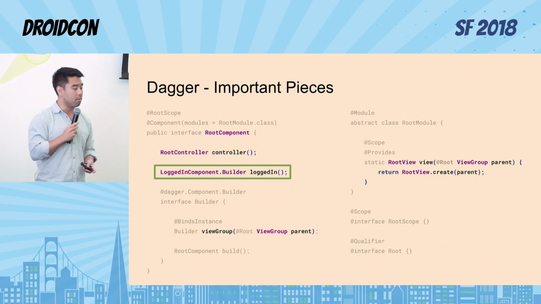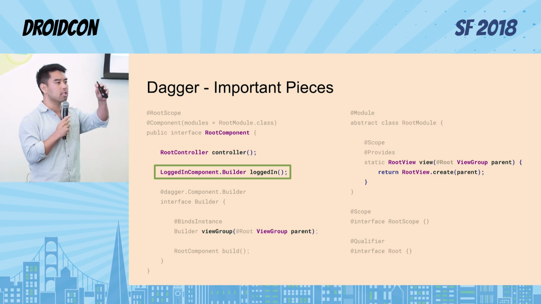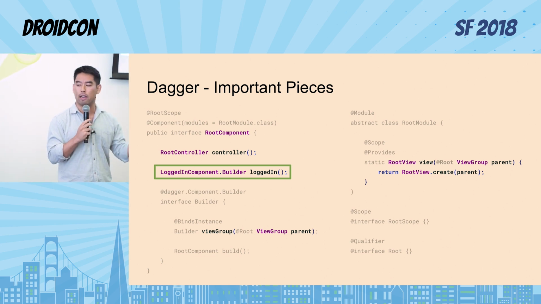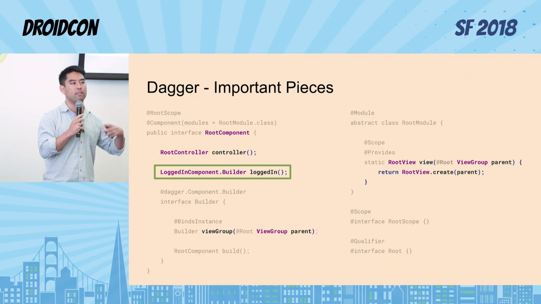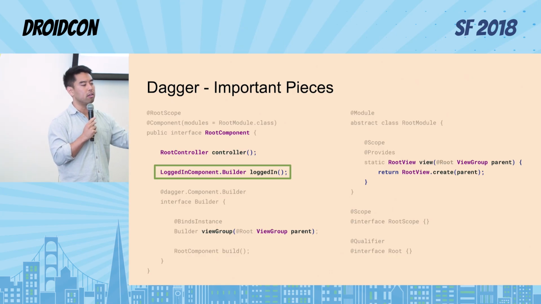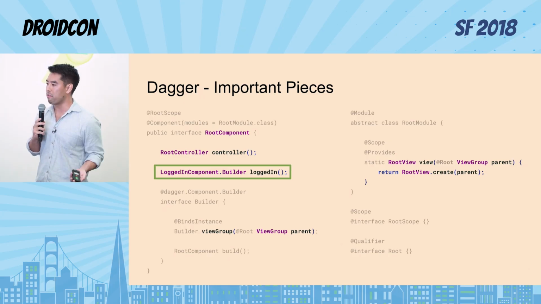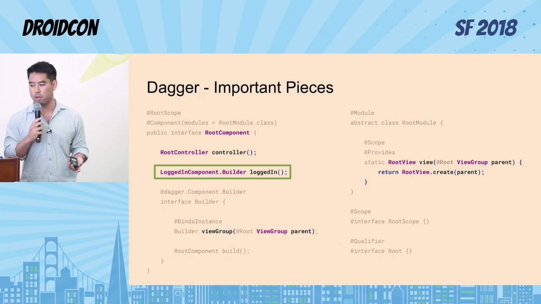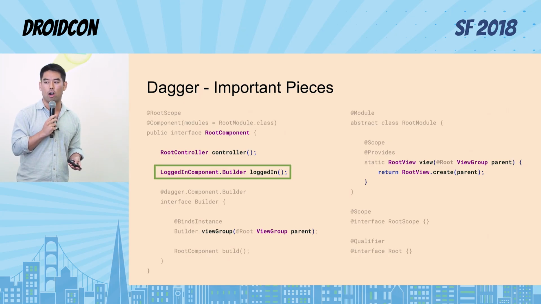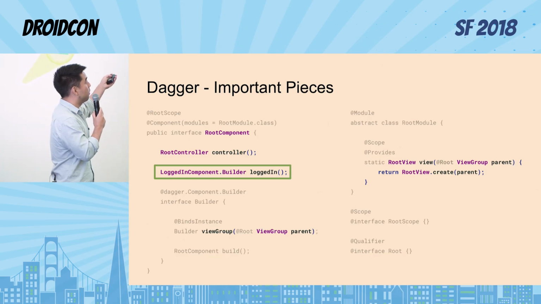This next method is also very important. This is what actually gives us that scope graph structure. So that diagram we were looking at earlier, this is what defines those edges. It defines the parent-child relationship. And this is a subcomponent factory method that's returning a subcomponent builder, right? And it's saying that logged in is a child of root.